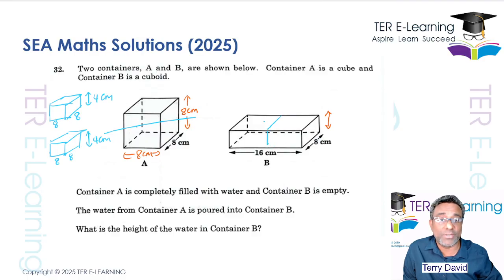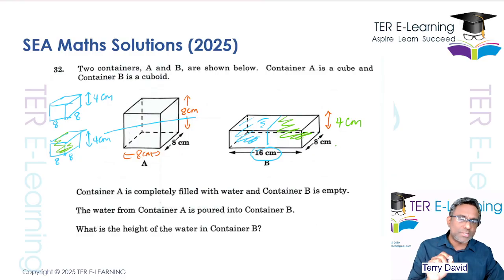Those two pieces are going to fit exactly inside here, because this distance here is 16. So that means that one block is going to fit nicely inside it, and the second part of the block is going to fit nicely on this side here. So this green one here is going to fit exactly, and the height is going to be 4 cm. So you can deduce that the height of the liquid in the second container is 4 cm.